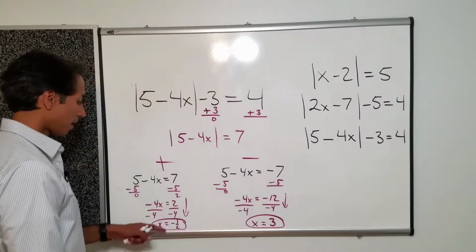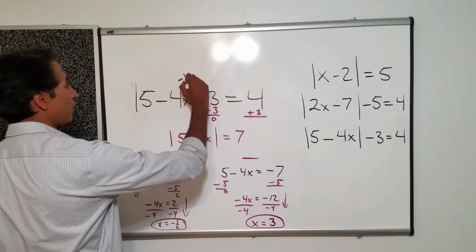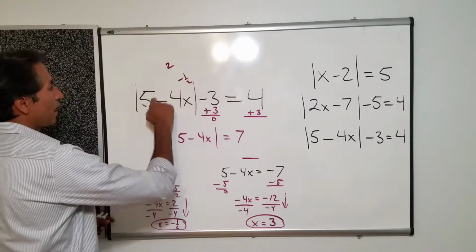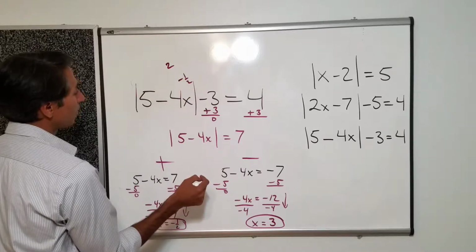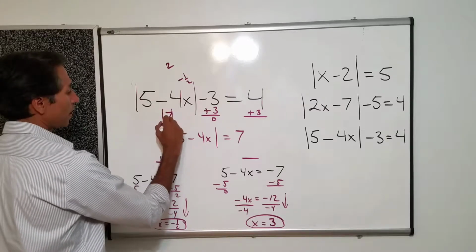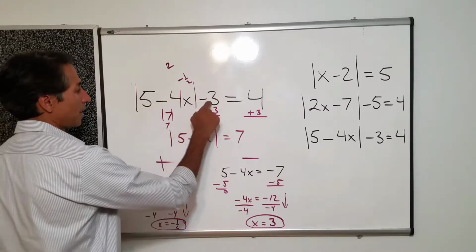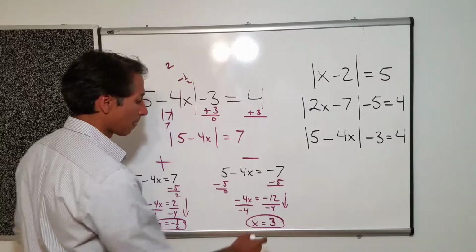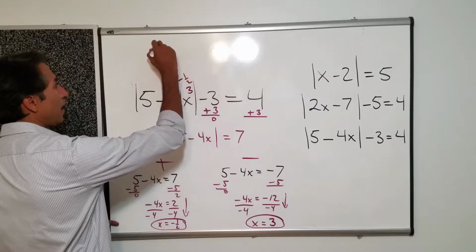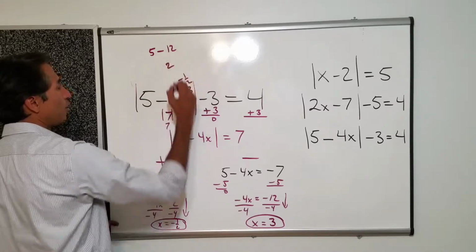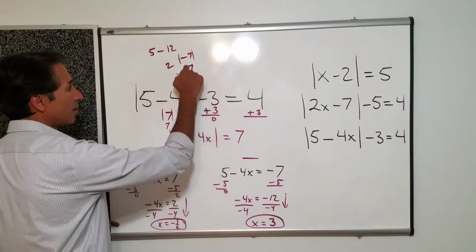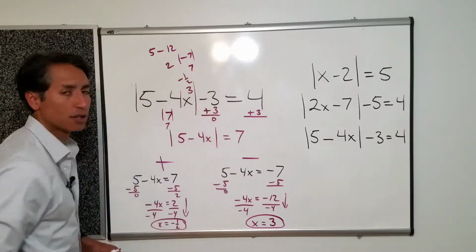Okay, negative 1/2. Negative 1/2 times negative 4 is just a 2. 5 minus 2, 5 plus 2 is 7. Absolute value of 7 is just 7. 7 minus 3 is 4. Let's plug in a 3 here. We have 5 minus 12 is a negative 7. Absolute value, though, gives you a 7. And 7 minus 3 is 4.